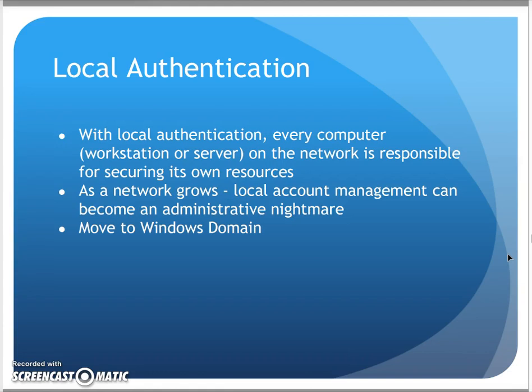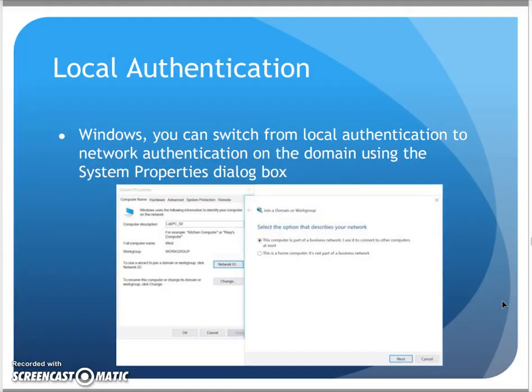With local authentication, every computer is responsible for securing its own resources. Again, as the network grows, that becomes a little bit more of an administrative nightmare. That's where the Windows domain comes in. With the Windows domain, I can point everybody to a specific server to maintain their files, and also point to a specific server for user account login, so it's now authenticating to their account on the Windows server. To change from a local to a network authentication, I'm going to use the domain system property box.